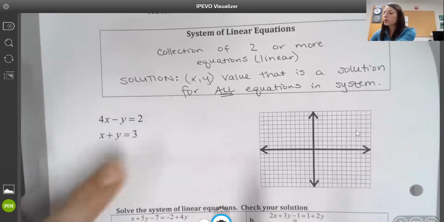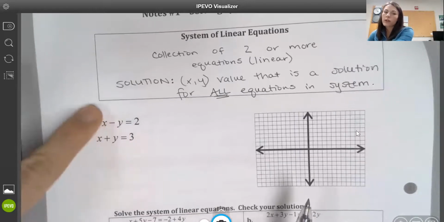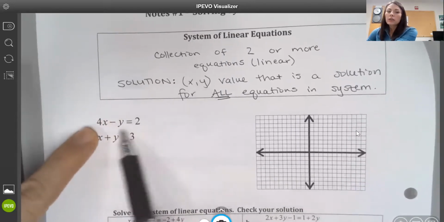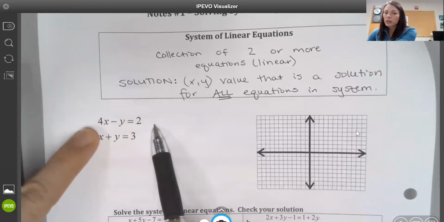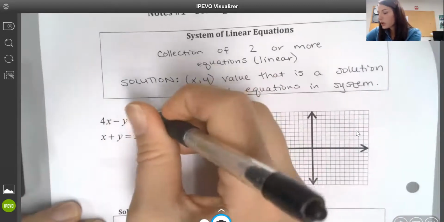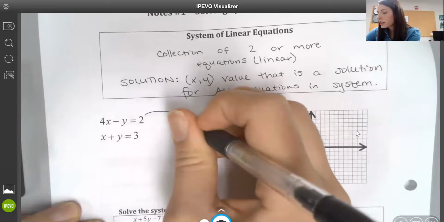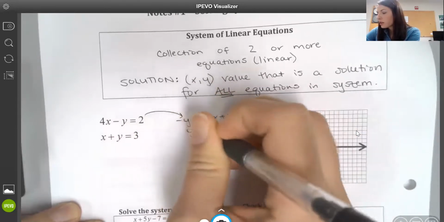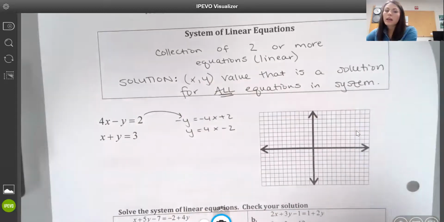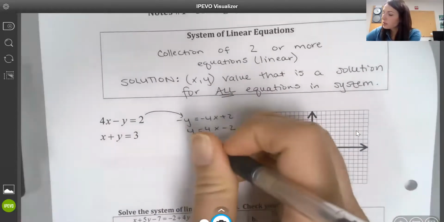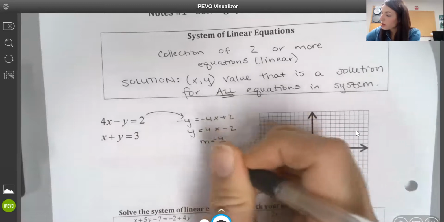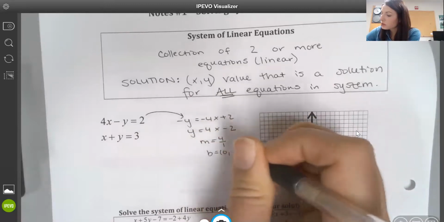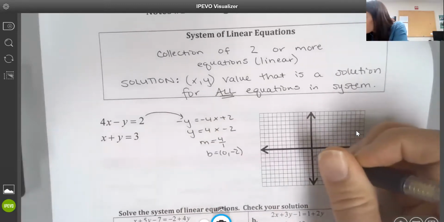So now we're no longer just saying graph this line or just graph the bottom line. I'm going to have this first line, 4x subtract y equals 2. And so I'm going to go ahead and rewrite this line. And in my first line, I have a slope of 4 and a y-intercept at -2. So I go 0, -2.